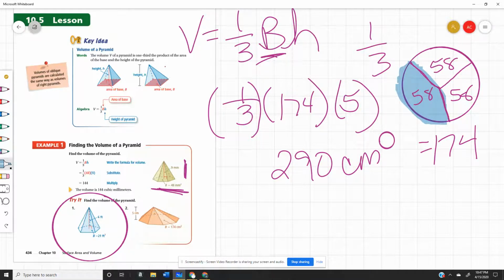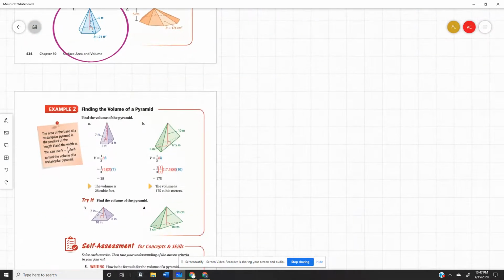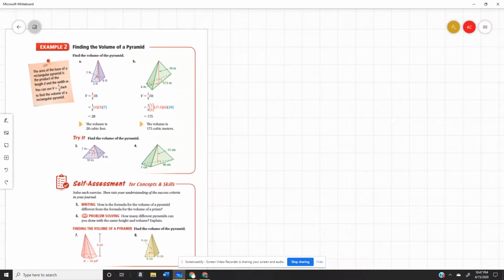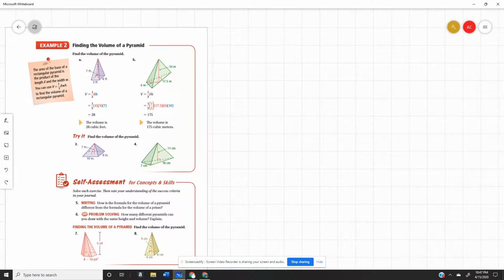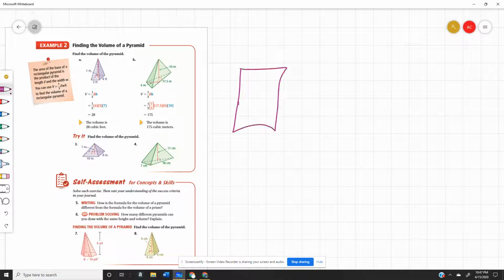All right. Let's move on then to example 2, finding the volume of a pyramid when they don't actually give us the area of the base. Remember, the area of the base of a rectangular pyramid is the product of the length and the width, okay? So this is a rectangular pyramid. That means the base of it is a rectangle. So to find the base area on this one, we do length times width.